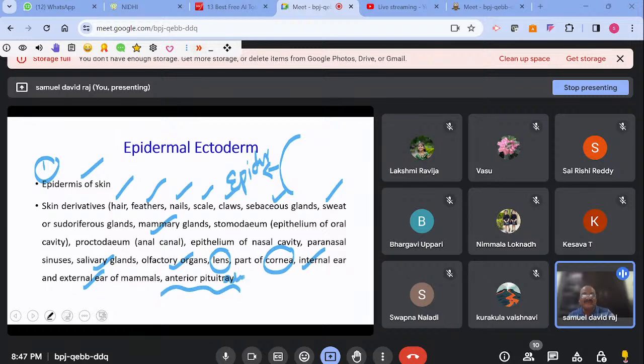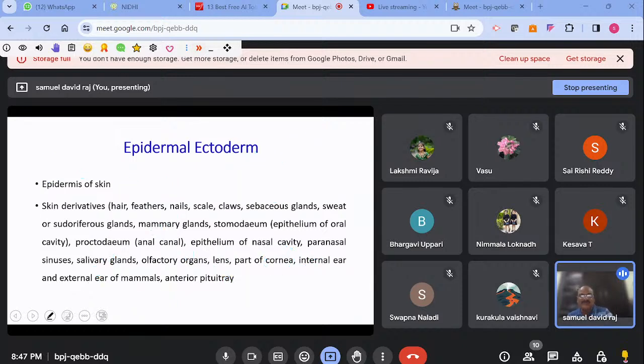pituitary. So we have discussed the origin of the pituitary. It is originating from the roof of the buccal cavity, we are saying. The roof of the buccal cavity is lined internally by ectoderm, and hence it is ectodermal in origin, epidermal ectodermal in origin. In addition to all these, it also forms stomodeum and proctodeum. So I have already discussed this in the earlier classes. You might have forgotten this. I will be explaining these two again.